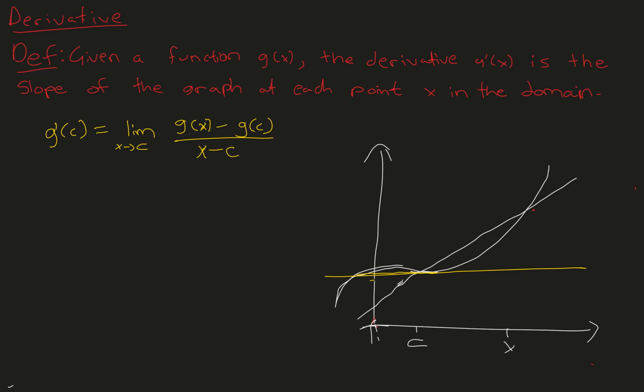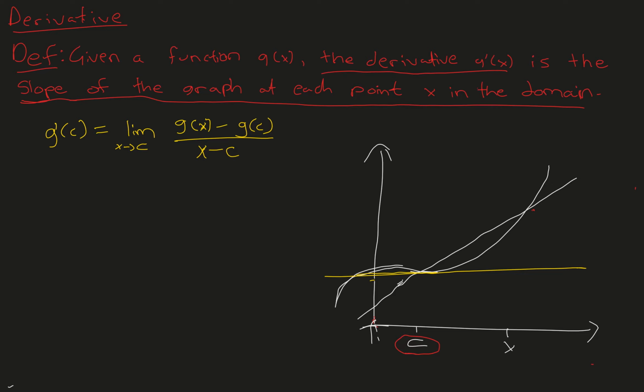So let's take a look at a formal definition before we go into the intuition. Given a function g of x, the derivative g prime of x is the slope or the gradient of the tangent of the graph at each point x in the domain. So the derivative just means the slope of the tangent at a particular point. For example, the derivative at a point c on the domain is simply the slope of this yellow tangent. What's the gradient of this yellow tangent at that point c?